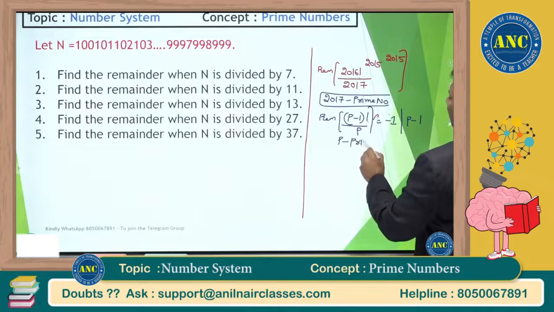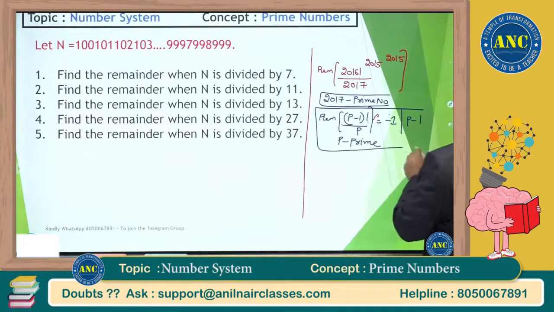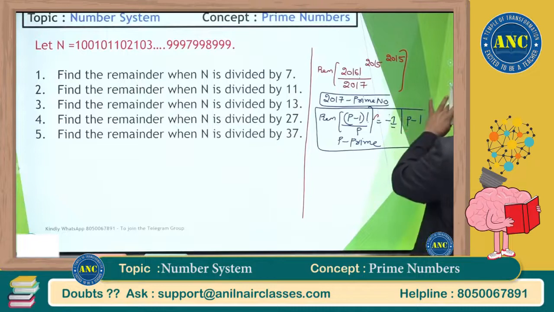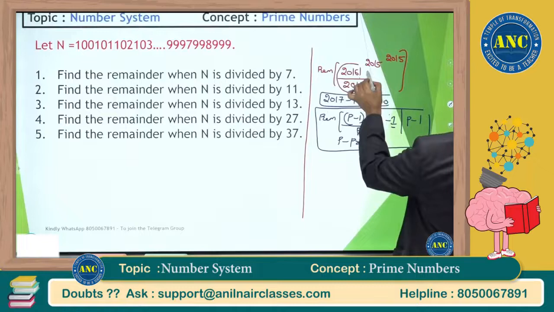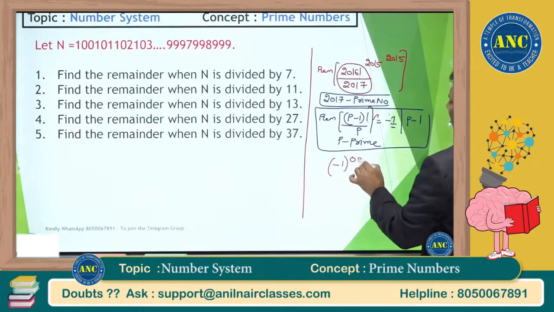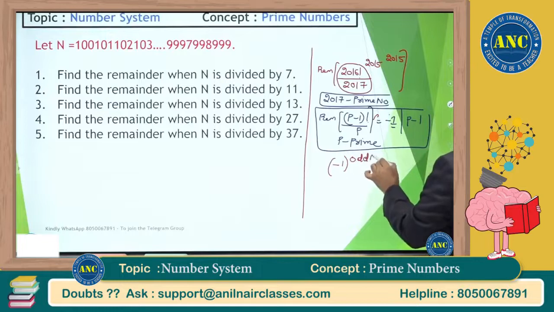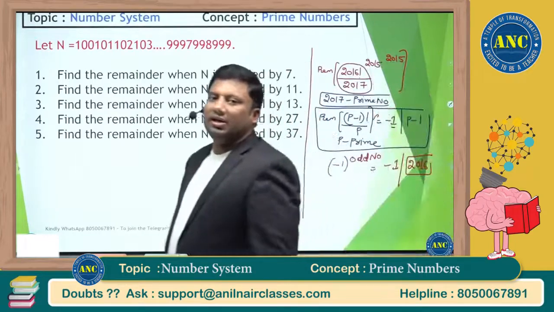(P minus 1) factorial divided by p, the remainder is minus 1, or p minus 1. If I take minus 1, single step answer: (p minus 1) factorial divided by p is minus 1. 2015 is an odd number. Odd number power any number, odd number. Negative remainder is minus 1. Positive remainder, add it with the denominator. If I add with the denominator, it is 2016. I hope the idea is clear.